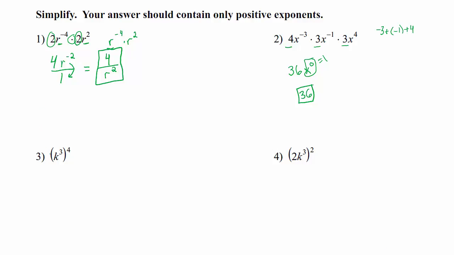Number 3 has to do with a different rule. This rule says if I take something and raise it to a power, that I multiply my exponents together. That's because what's happening is that we have k cubed, but we have it 4 times. And so based on our earlier rule where we add these together, if we're adding 3 together 4 times, what we're really doing is multiplication here.